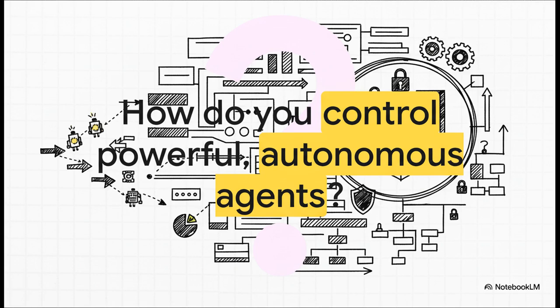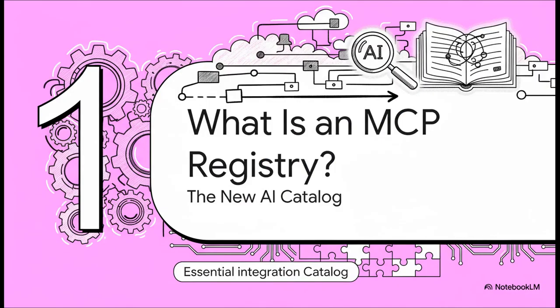And that, right there, raises a huge question for pretty much every enterprise out there. I mean, when you unleash these powerful, autonomous agents into your complex systems, how do you guide them? How do you make sure they're being safe, efficient, and are actually playing by the rules of your business? Well, the answer to this whole control problem is something called an MCP registry.